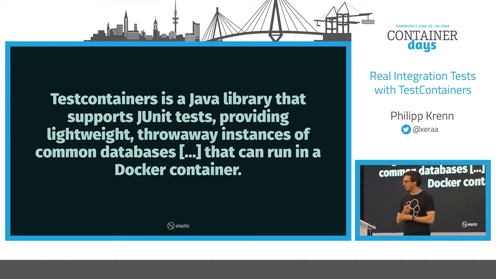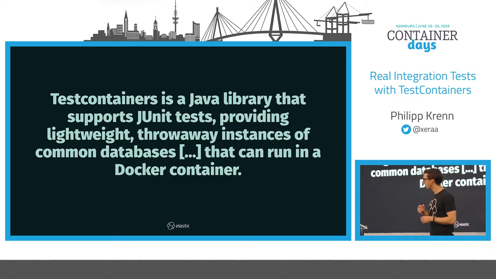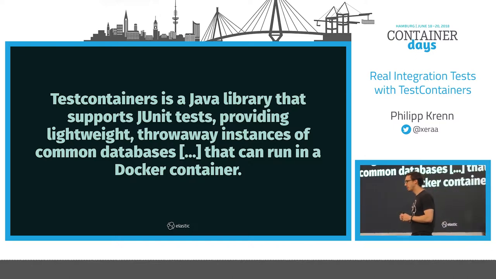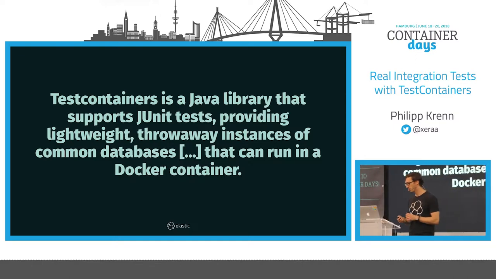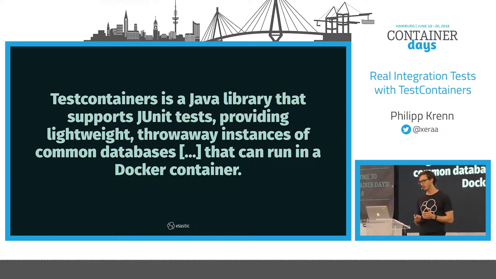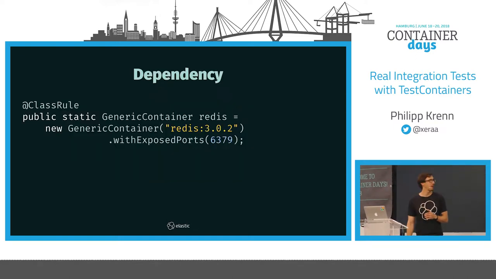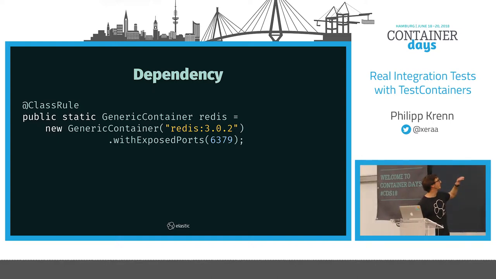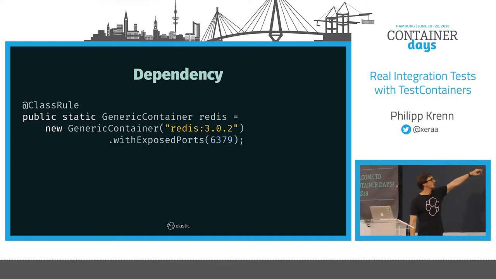So test containers is generally a lightweight library that supports unit tests and supports these throwaway instances for common databases based on containers. If you want to wrap a service like Redis, for example, that would be the very minimal thing that you would need to do. So this is pretty much the Java code that you need to write. And out of that, you make a proper dependency, and then you can just use that dependency in your tests. So here you can see we're using the official Docker Hub Redis container version 3.0.2, expose it on that specific port, and that's pretty much all you need to do.